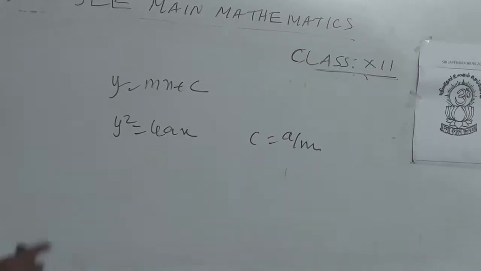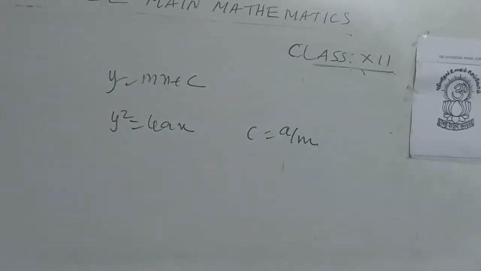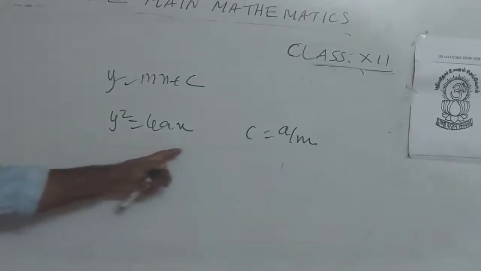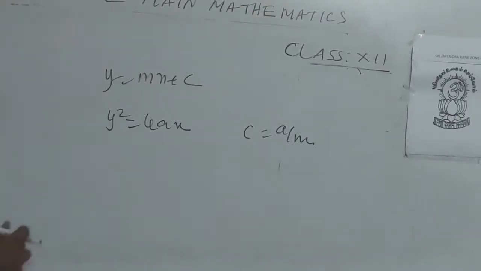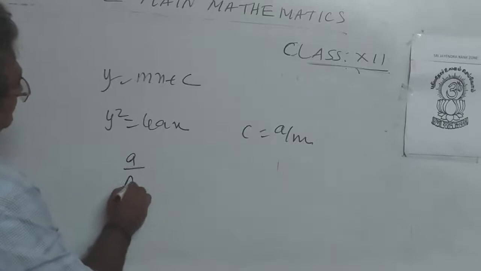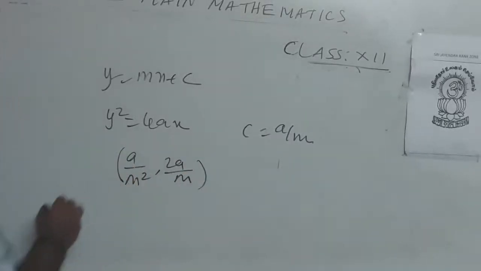Y equal to mx plus c is a tangent to the parabola y squared equal to 4ax. The condition is c equal to a by m. The point of contact is a by m squared comma 2a by m.